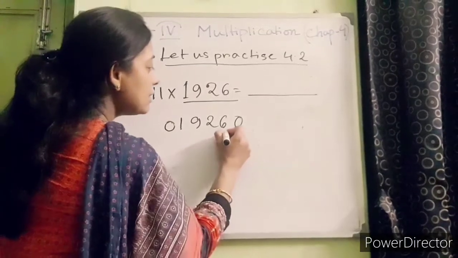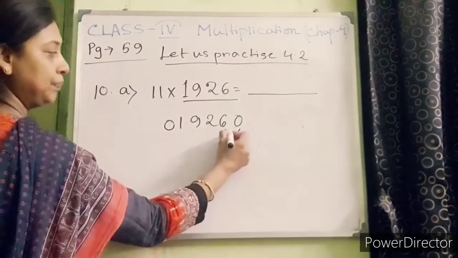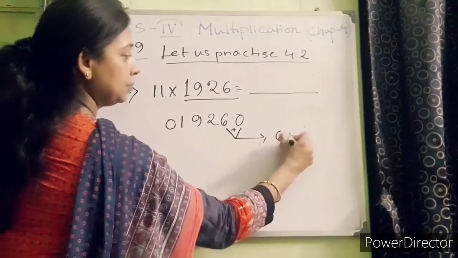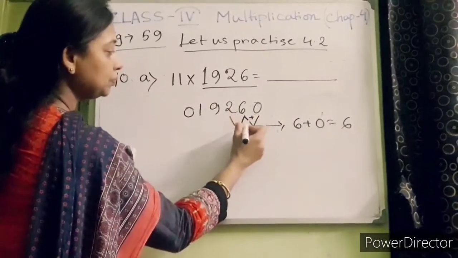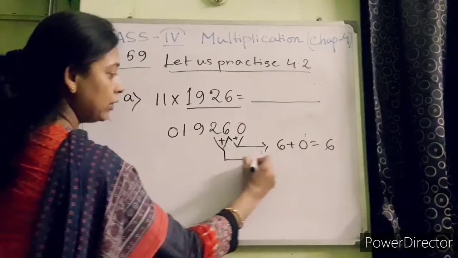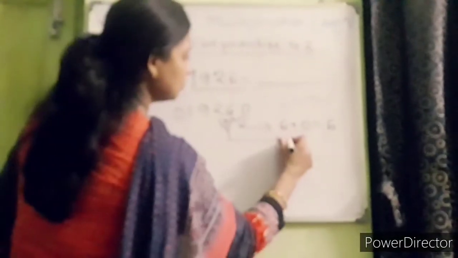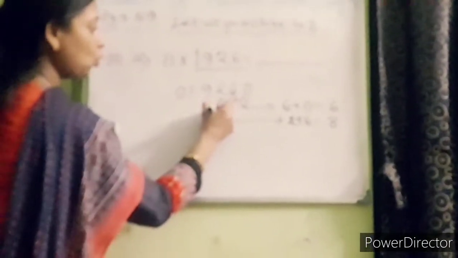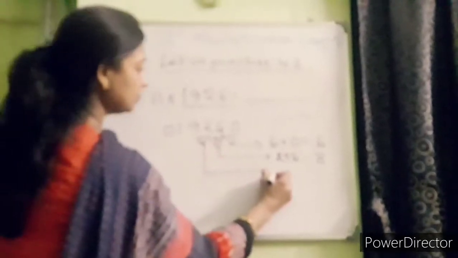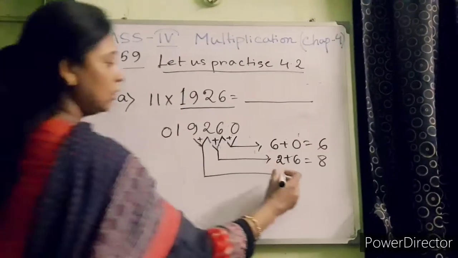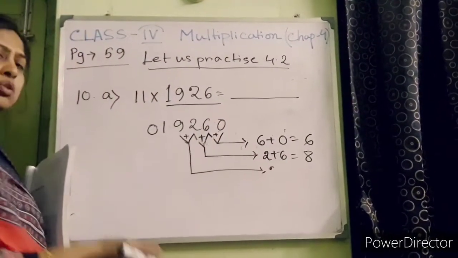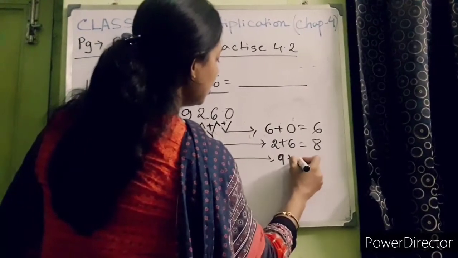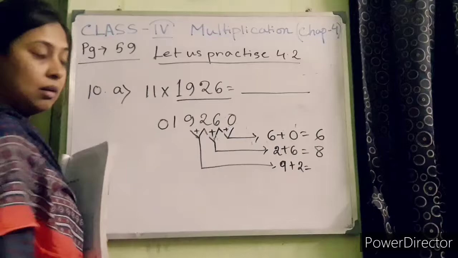First you have to add 6 plus 0. So you will get 6. After that 6 plus 2, so you will get 8. After that 2 plus 9, or 9 plus 2 you can write either way. 9 plus 2 is 11.